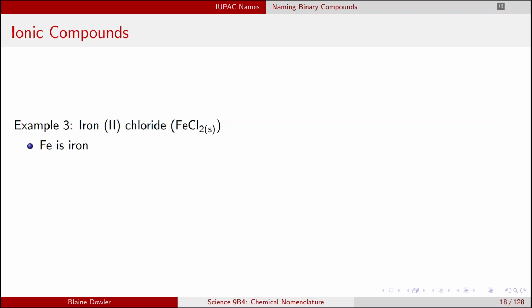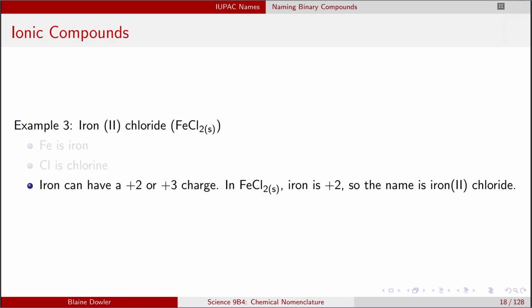So Fe is iron. Like sodium, the name comes from a non-English language, so the letters don't always make a lot of sense and just have to be memorized. Cl is chlorine. Iron can have a +2 or +3 charge. In FeCl2, iron is +2. So the name is iron 2 chloride.